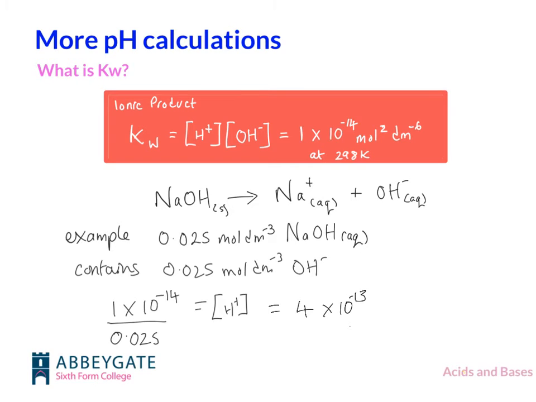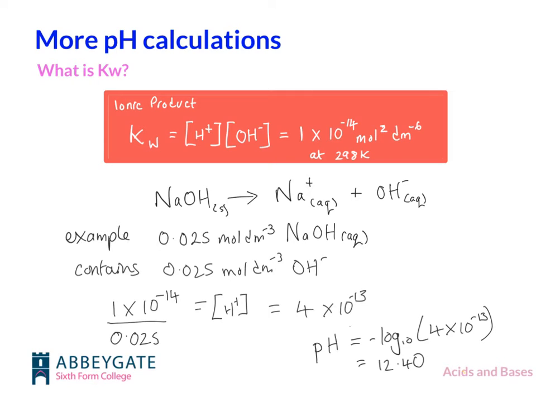So if our hydrogen ion concentration is 4 times 10 to the minus 13, if I want to work out the pH, I do exactly the same as I would do with an acid. So I know that pH is going to be equal to negative log to base 10 of the hydrogen ion concentration, which we've just worked out is 4 times 10 to the minus 13. So if I do negative log to base 10 of that, again, plug the numbers into my calculator, I get an answer of 12.397, so 12.40 if we're going to do it to 2 decimal places as the pH.